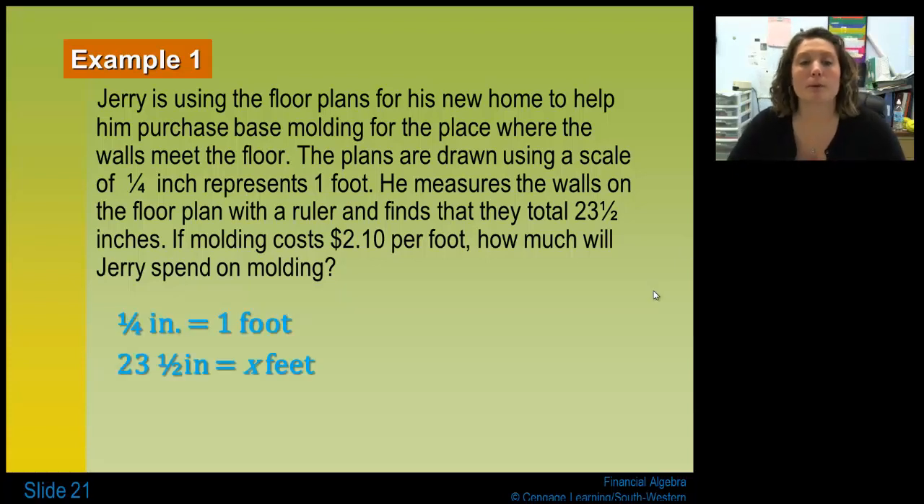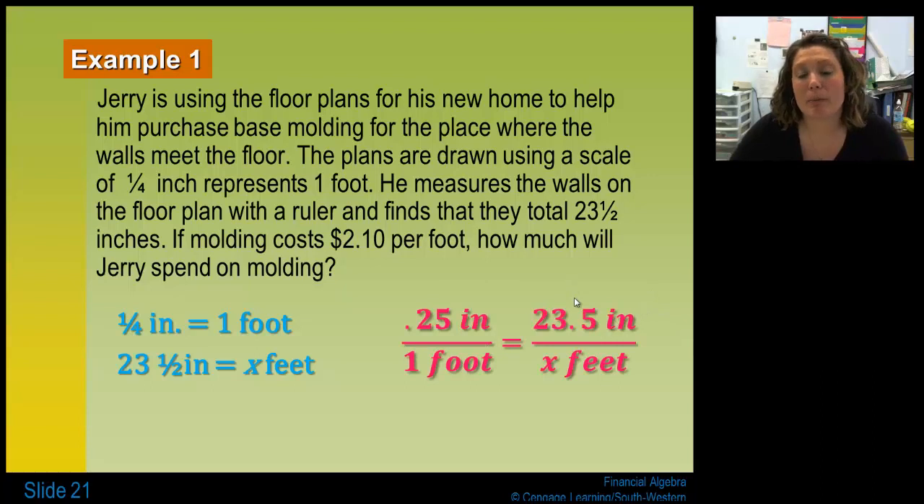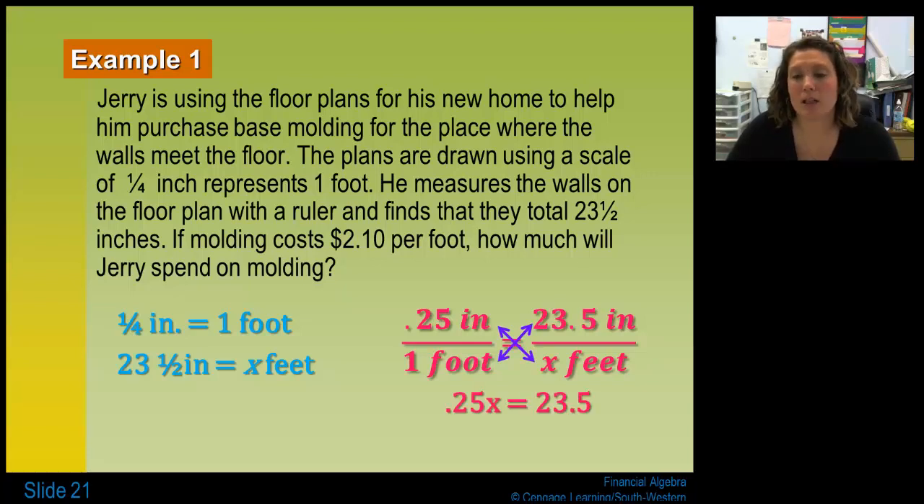So we know that 1/4 inch equals 1 foot, and we know that there are 23.5 inches. We need to convert that into feet. So we're going to set up our proportion. So 1/4 inch over a foot, so 1/4 inch is 1 foot. 23.5 inches equals x feet. So we need to cross multiply here. So we end up with 0.25x equals 23.5. We then have to do our division because that's going to undo the 0.25x. So divide both sides by 0.25 and we end up with 94.